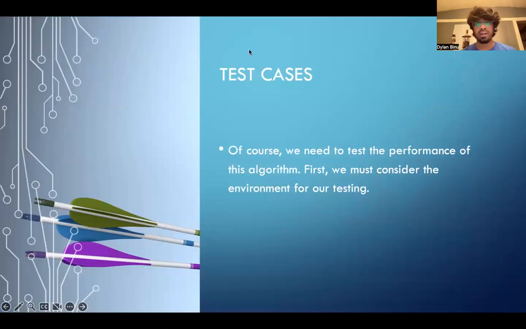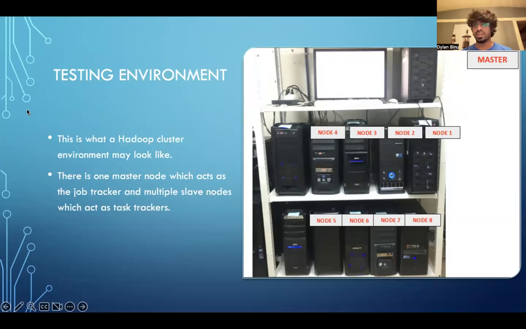So now we have the test cases that we're going to be looking into. So let's look at the testing environment. Obviously you need a testing environment to run test cases. This is what a Hadoop cluster environment may look like. You have a single master node, which acts as the job tracker, and then multiple slave nodes, which act as task trackers. This is not very important, but just keep in mind that we have multiple systems that help with the partitioning and processing of the data that we're looking into.